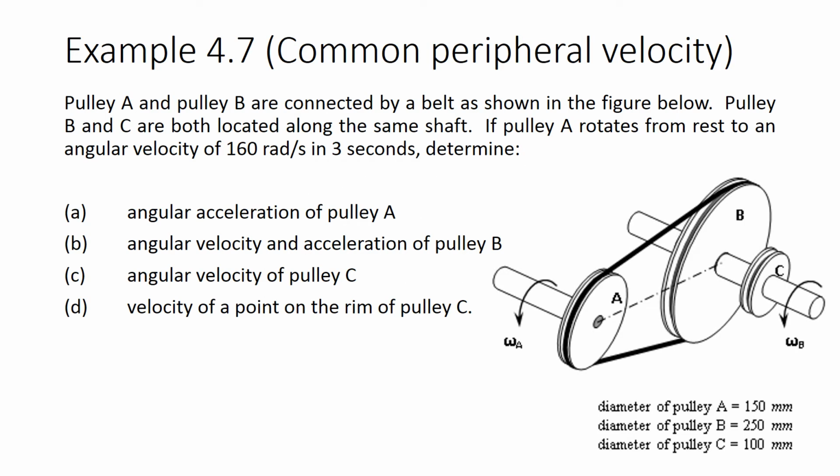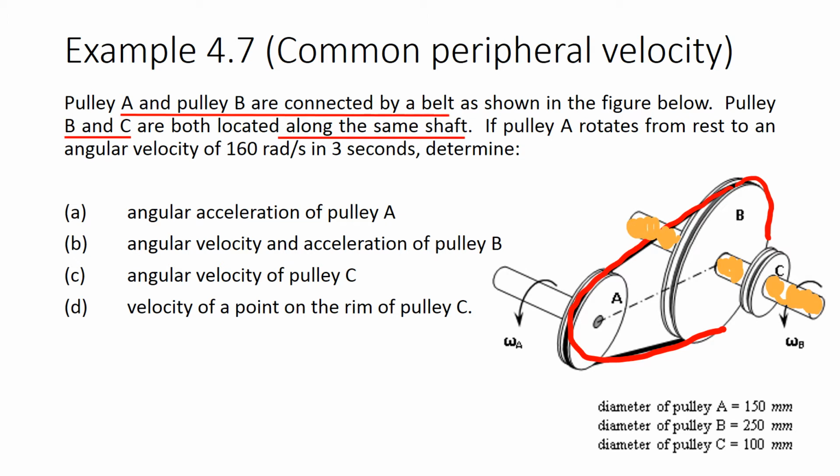Example 4.7 is a common peripheral velocity example. It says that pulley A and B are connected by a belt. This is the belt that we are referring to. Pulley B and C are located along the same shaft. This is the shaft that actually connects B and C.